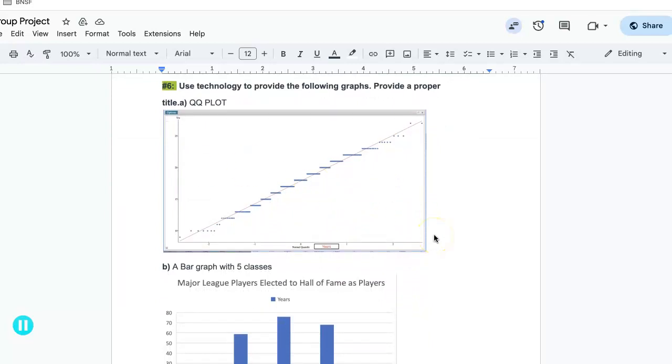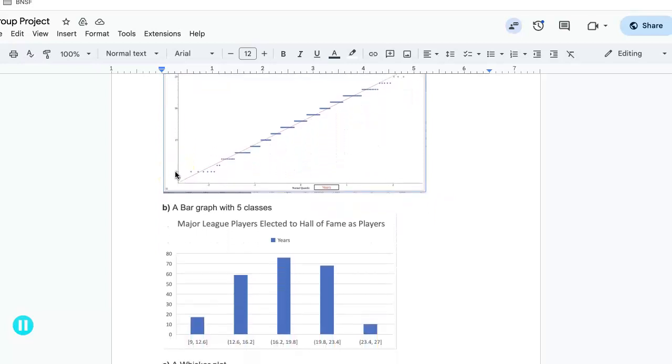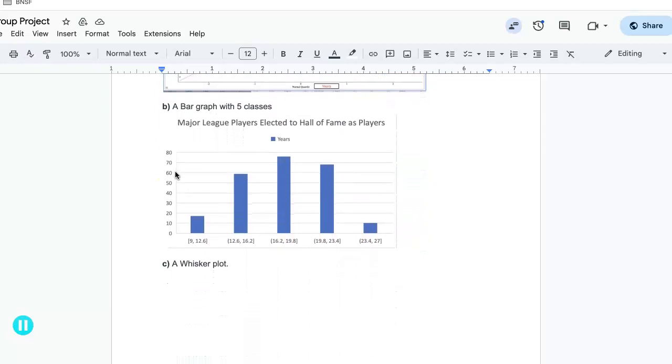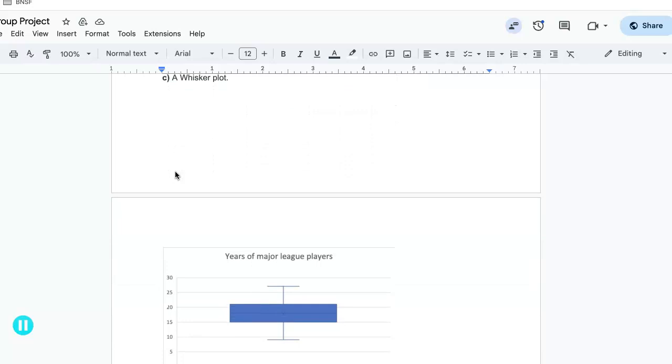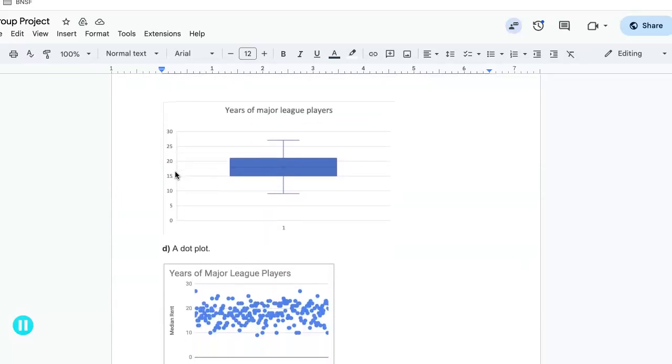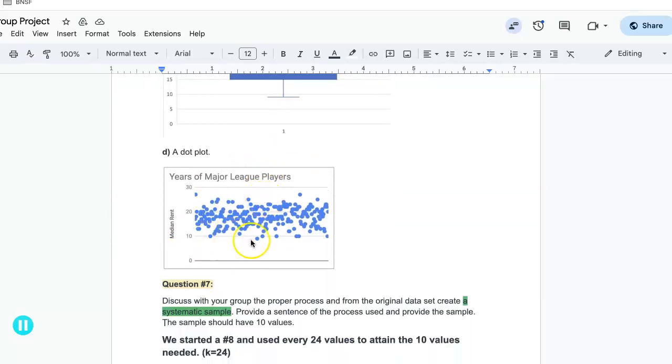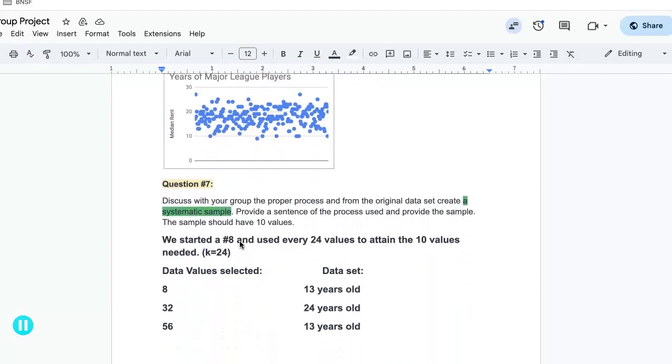For question 6, we used technology to provide the following graphs. For part A, we used a QQ-plot. For part B, we used a bar graph with 5 classes. For part C, we used a whisker plot. For part D, we used a dot plot.